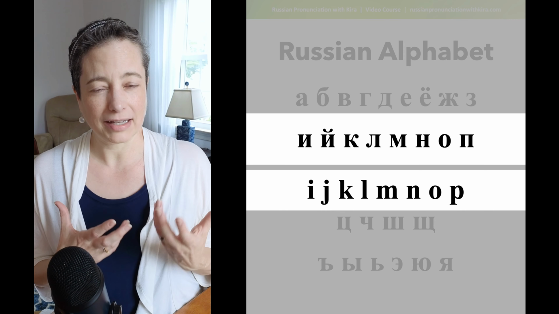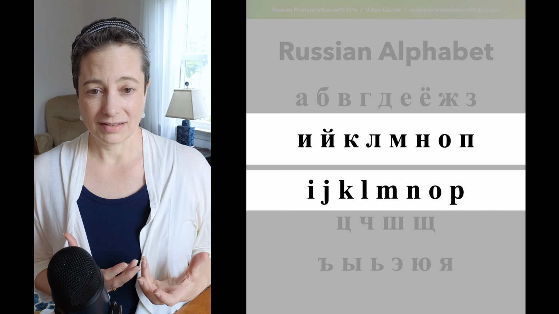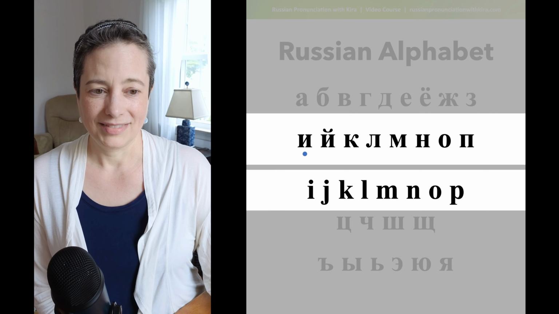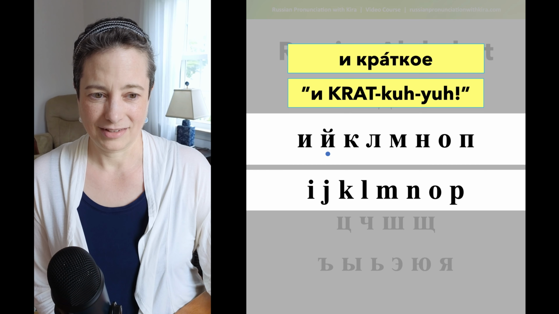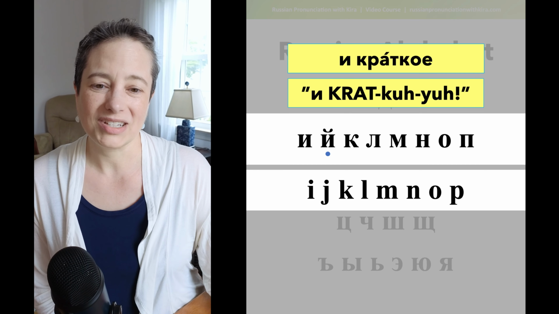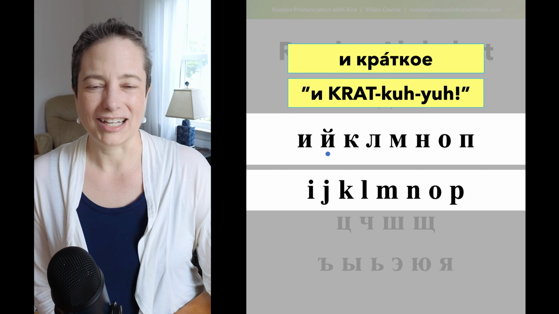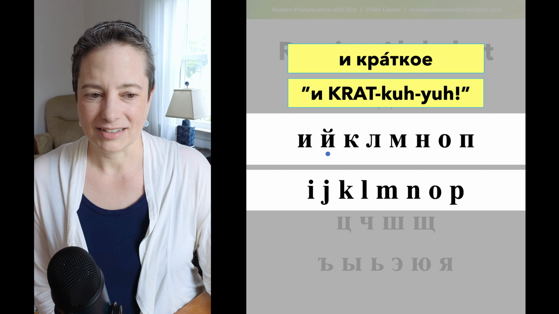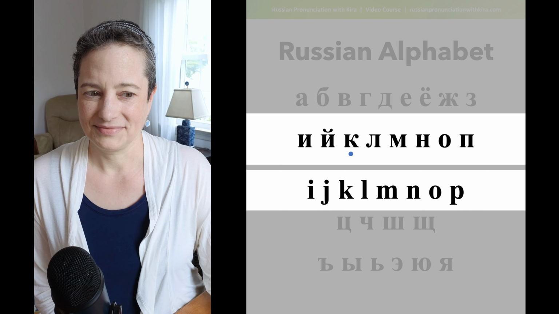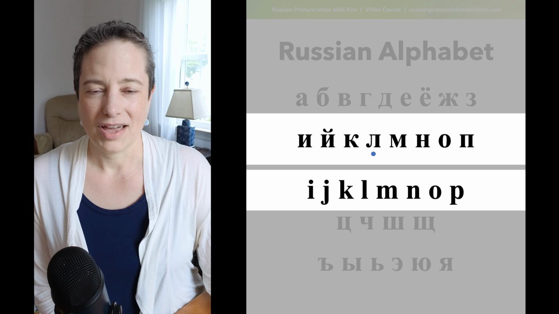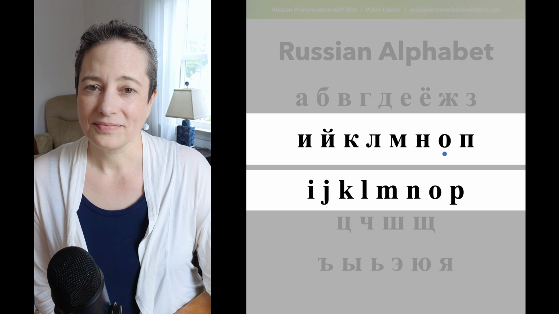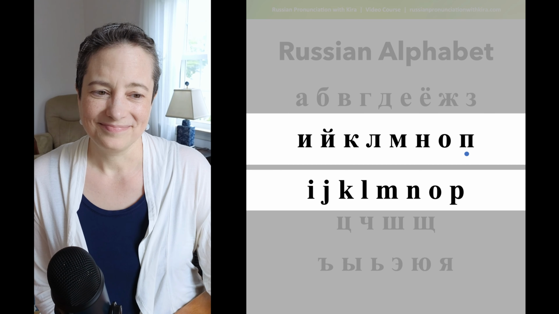Invoke your Russian sounding self. И, И краткое. Oh, и краткое means short E, by the way. Let's do this again. И, И краткое, К, Л, М, Н, О, П.